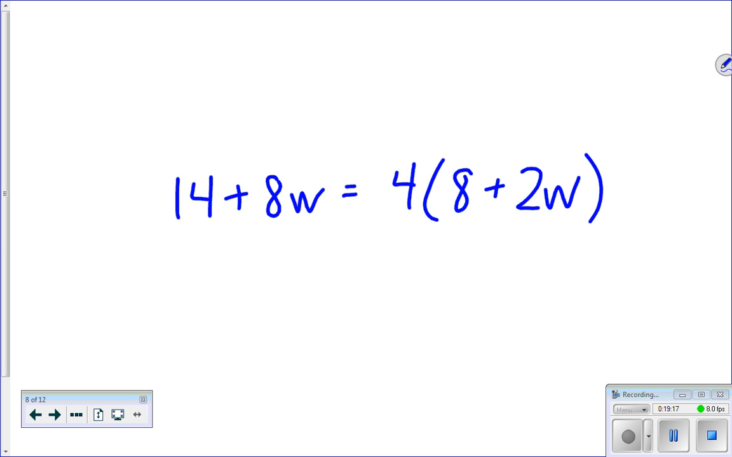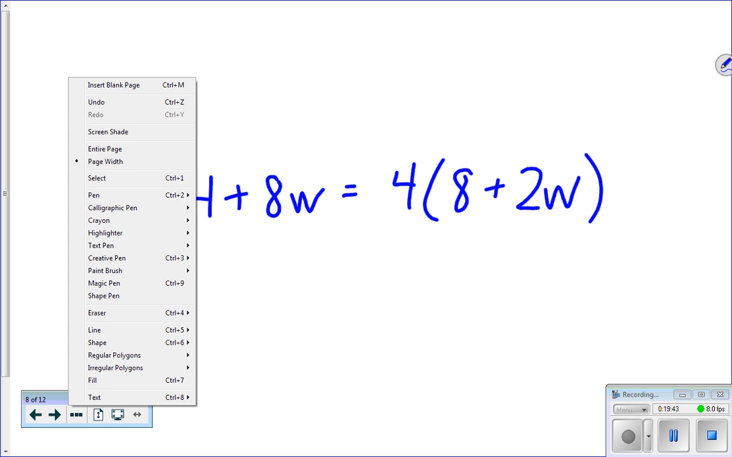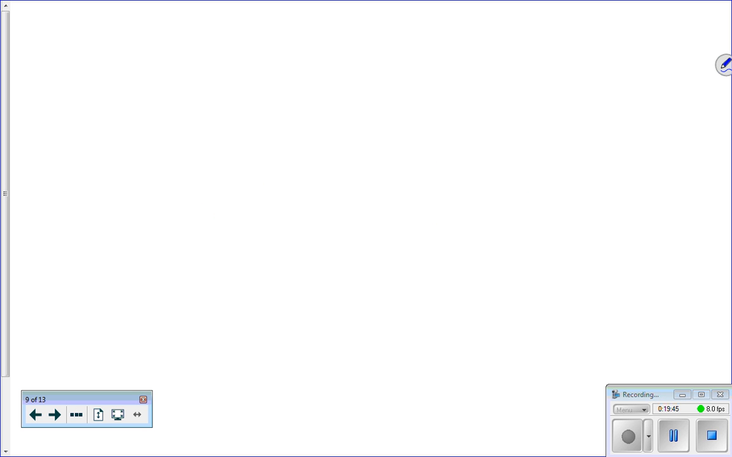Where's your answer? Are you done? Okay, so it should be a null set. Null set, because once you get done, you should just have 14 equals 32. Okay, I'm going to give you one more that has an actual answer. Here you go.